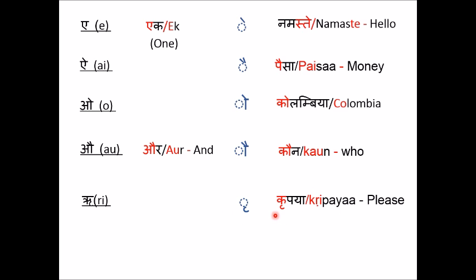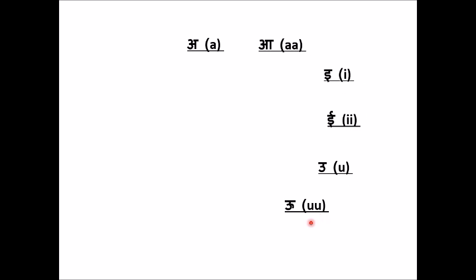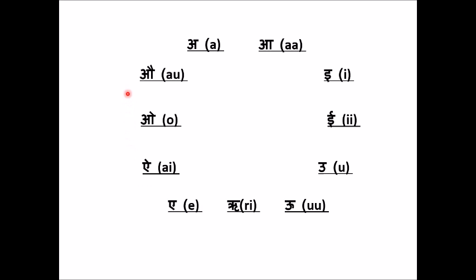So let's give a quick revision. The vowels we learned so far are a, aa, i, ee, u, oo, ri, e, ai, o, au. Once again: a, aa, i, ee, u, oo, ri, e, ai, o, au.